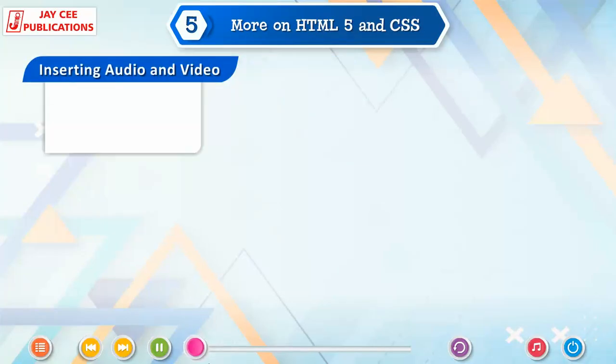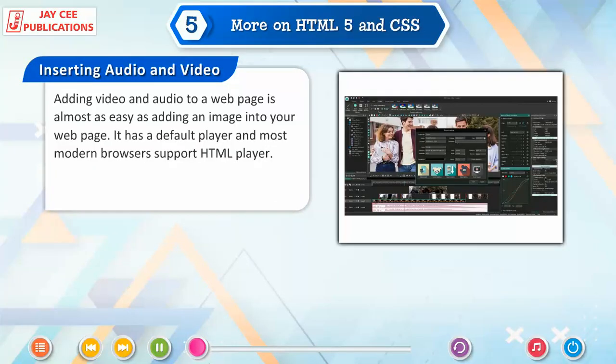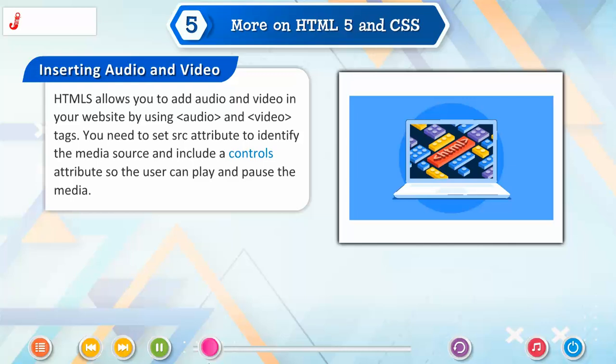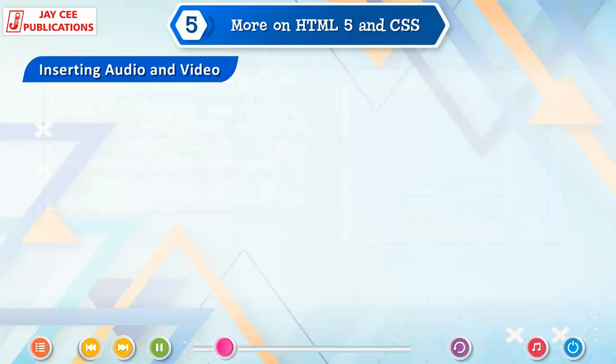Inserting audio and video. Adding video and audio to a web page is almost as easy as adding an image into your web page. It has a default player and most modern browsers support HTML player. HTML5 allows you to add audio and video in your website by using audio and video tags. You need to set src attribute to identify the media source and include a controls attribute so the user can play and pause the media.